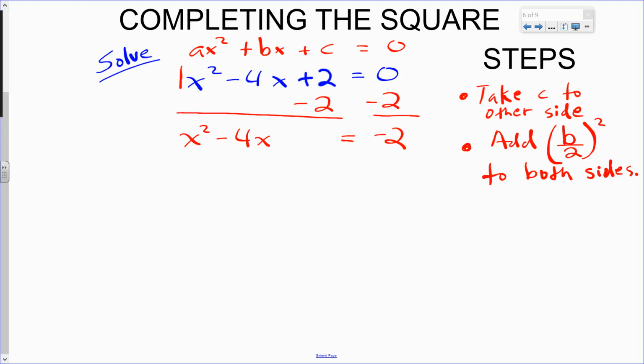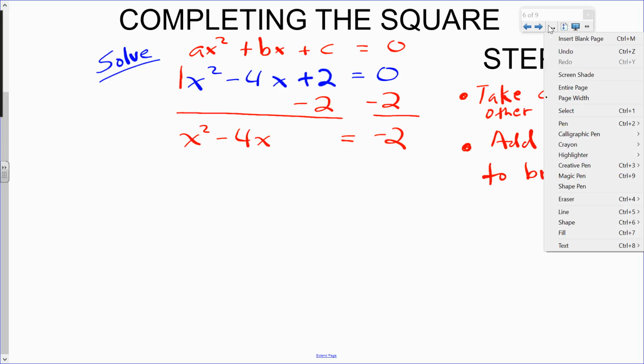Well, we're going to add b divided by 2 to the second power to both sides, and it's going to do something very special to this equation. It's going to allow us to get x by itself shortly. Watch. It's genius. And it's pure logic, too. Watch. So, b over 2 to the second power.